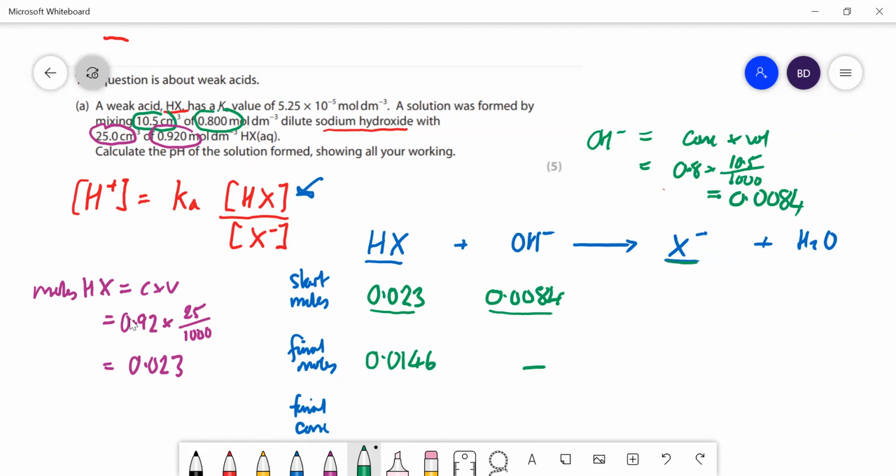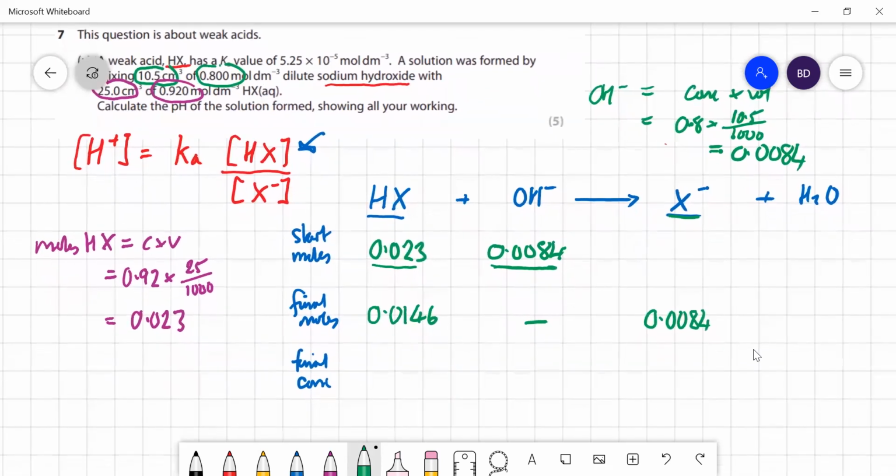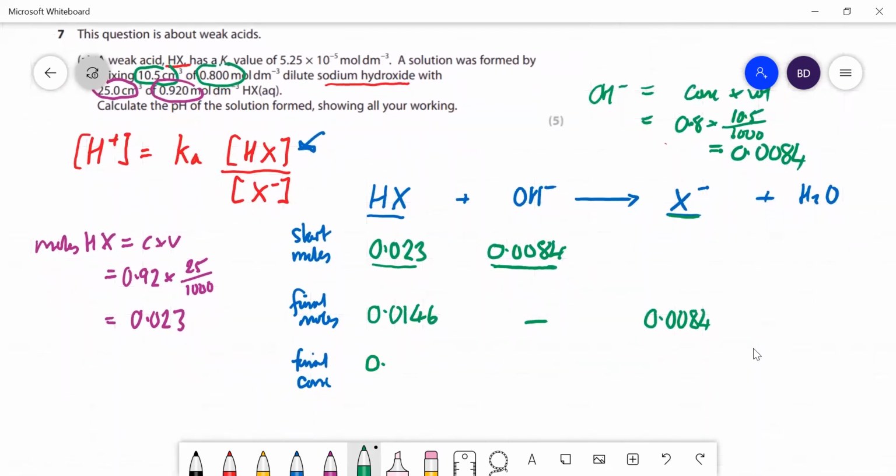Well, for every 1 mole of OH minus in there, we're going to make 1 mole of that. So that's going to be 0.0084. Now, the final concentration, we do know the volume there. It's going to be 25 plus 10.5, but we don't need to bother with that because we're just going to call it V, and the V will cancel out in the expression. But I will make a point of writing that down and not just ignoring it, over V. 0.0084, that's the concentration over V.